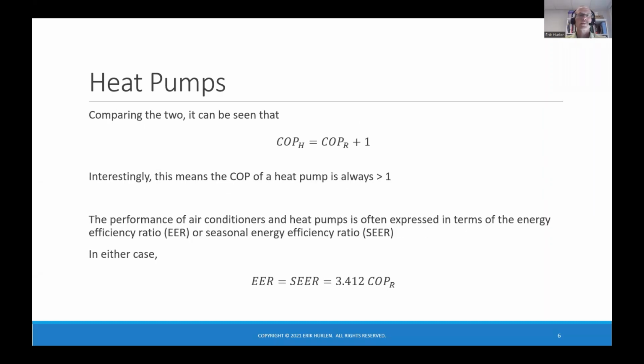The two are related though, through the fact that the net work in is equal to QH minus QL due to the cyclic nature of the process and the first law of thermodynamics. So it turns out that COPH is equal to COPR plus 1. Looking at this, it can actually be seen that COPH must always be greater than 1. You also sometimes see the performance of air conditioners given in terms of an energy efficiency ratio. This is simply a constant value of 3.412 times the coefficient of performance, COPR, air conditioners being essentially refrigeration units.